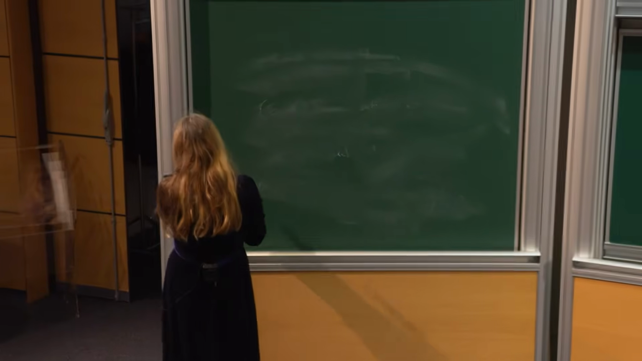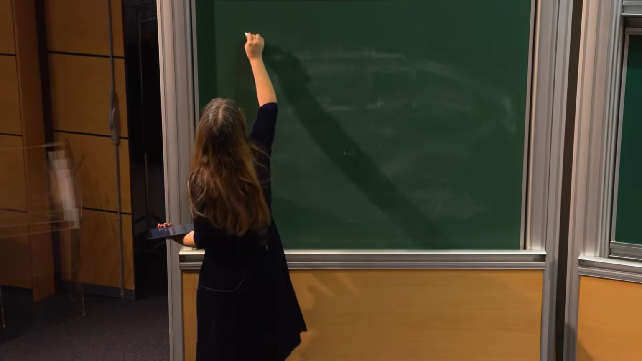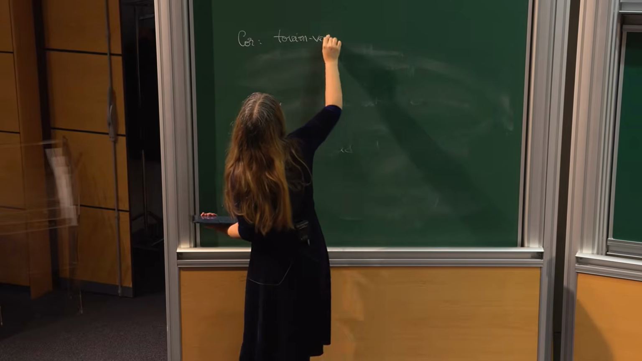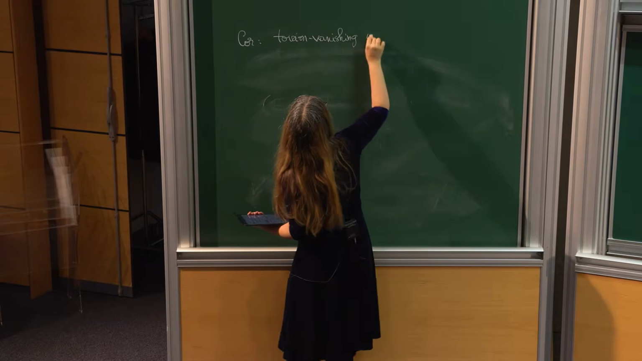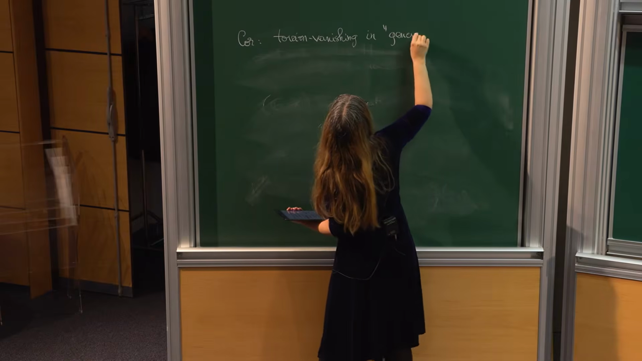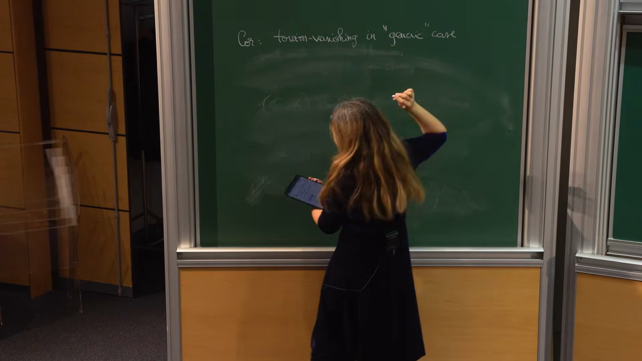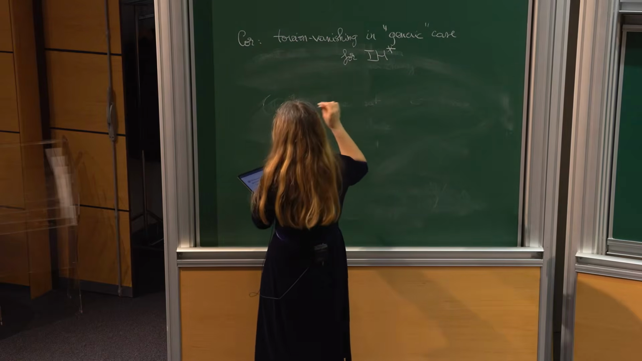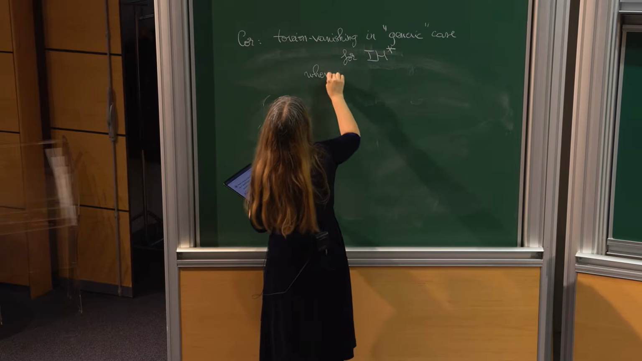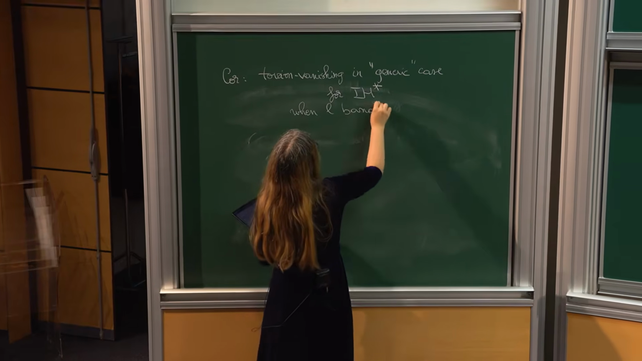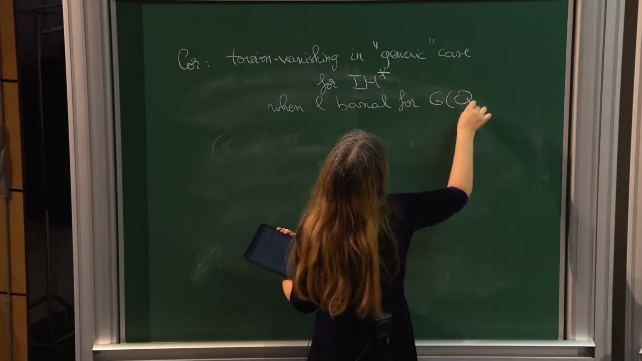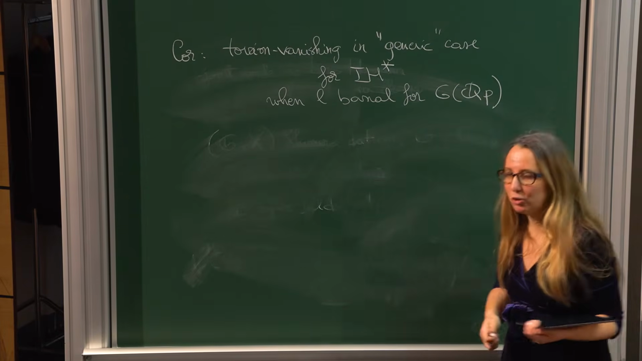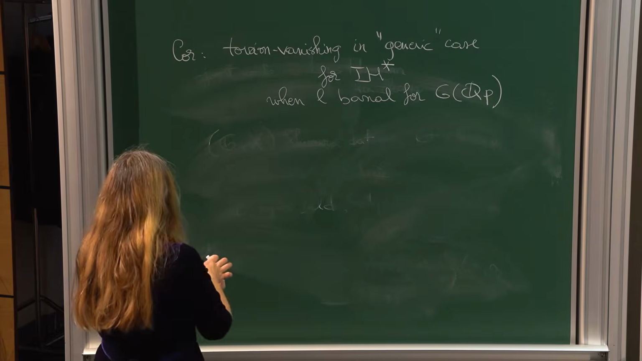Okay, so corollary. This will be quick. So torsion vanishing in the generic case for intersection cohomology, but unfortunately under the assumption that Λ is banal for G(Q_p). Right, so concentration in the middle degree, but when you try to descend to finite level, you don't have Hochschild-Serre there for intersection cohomology in general, and that is a snag.